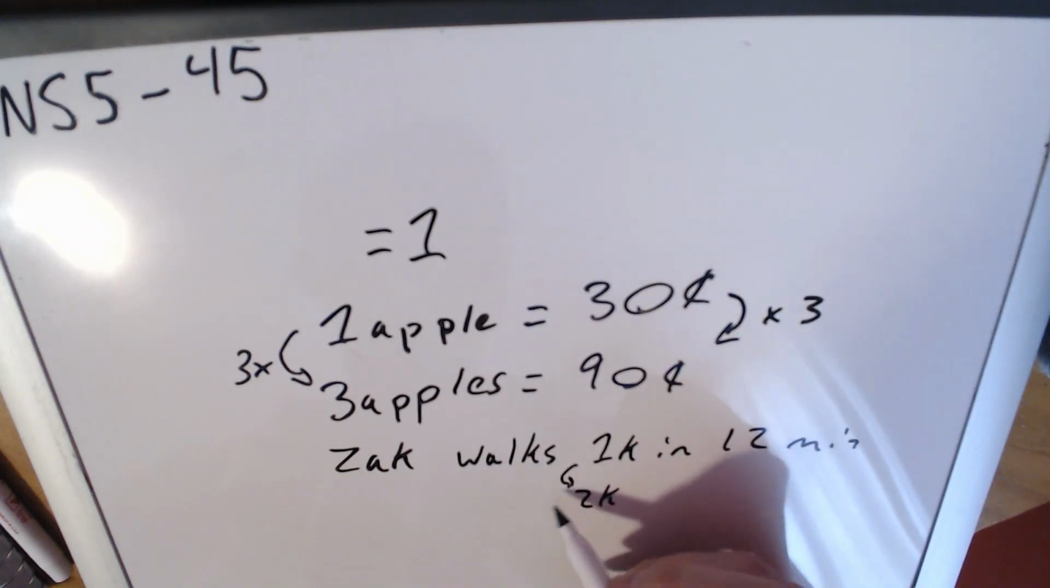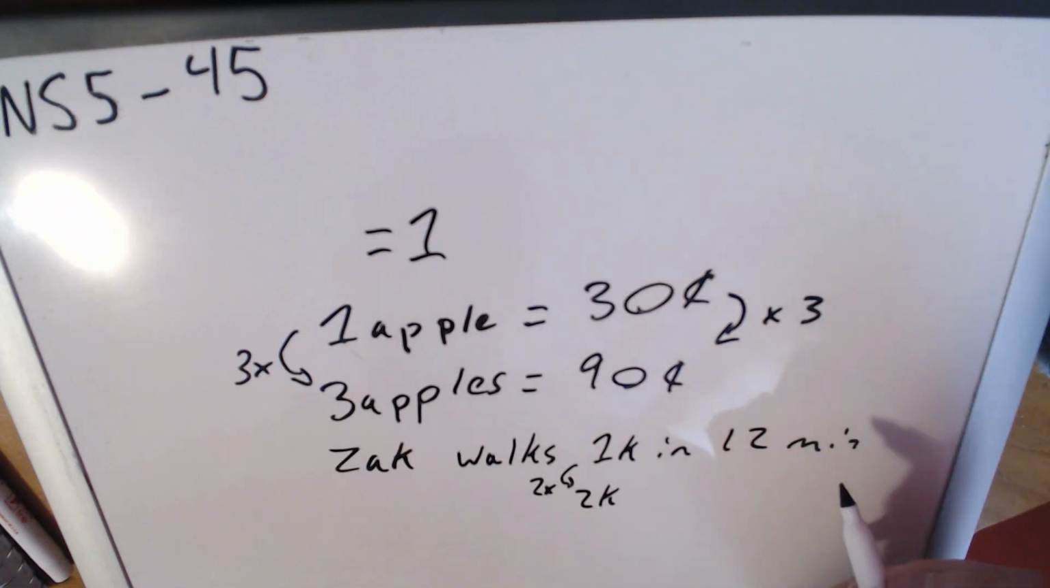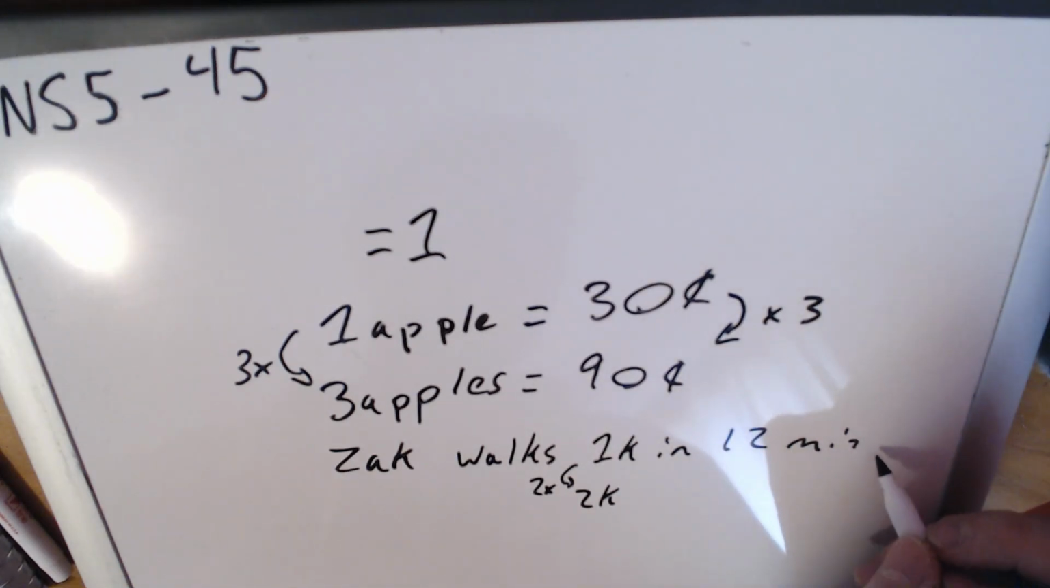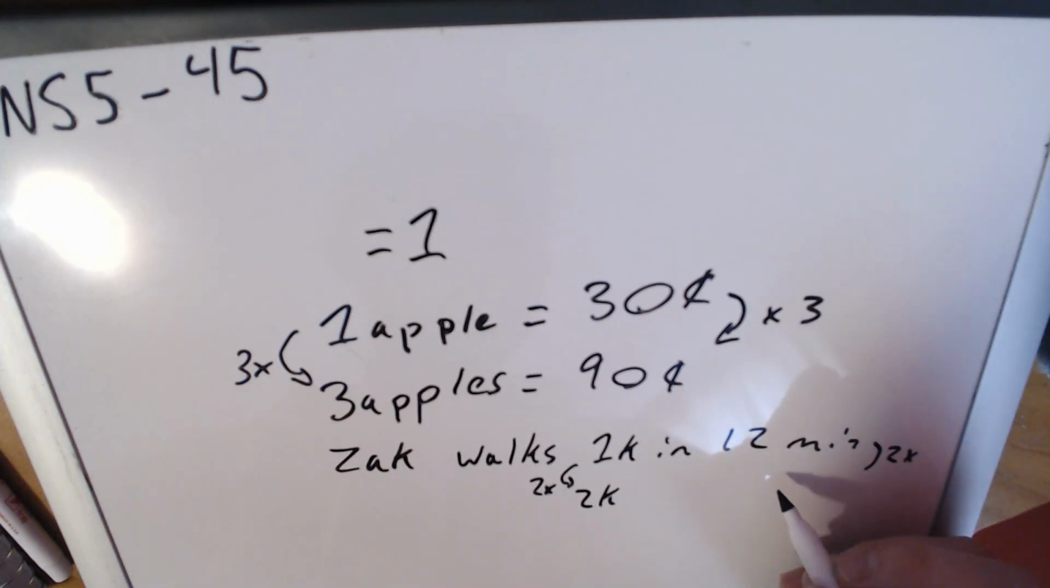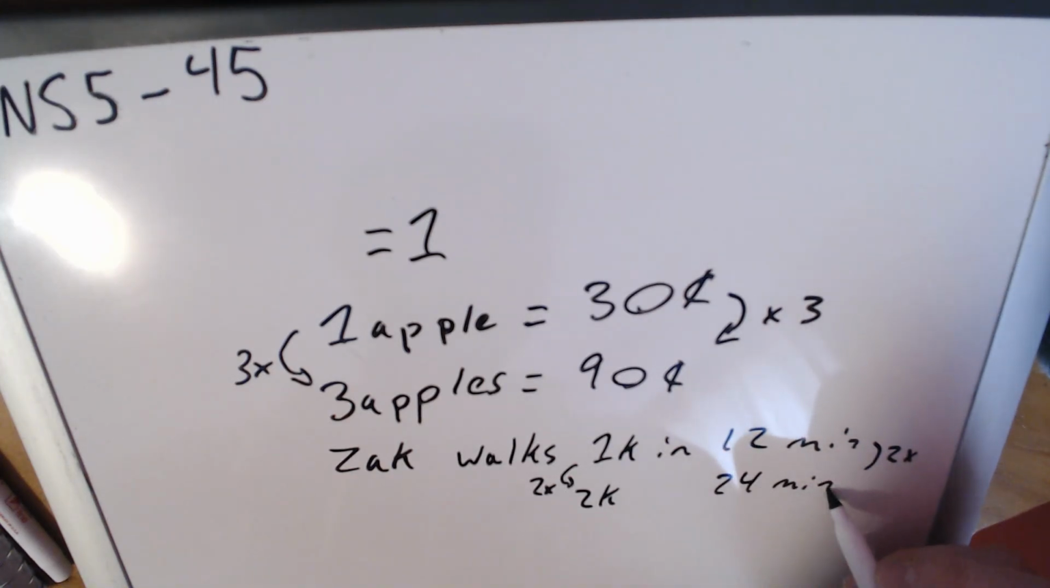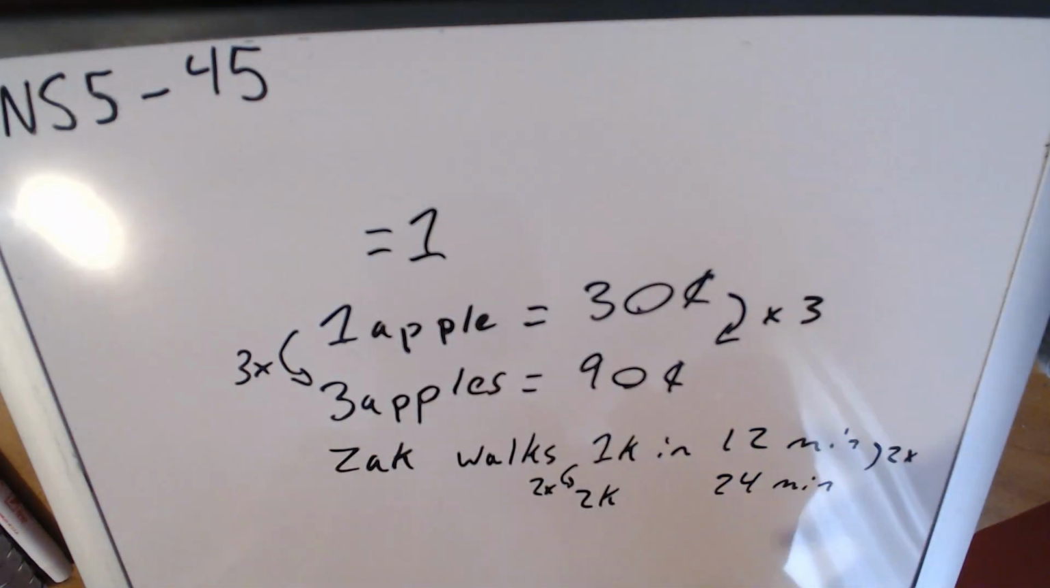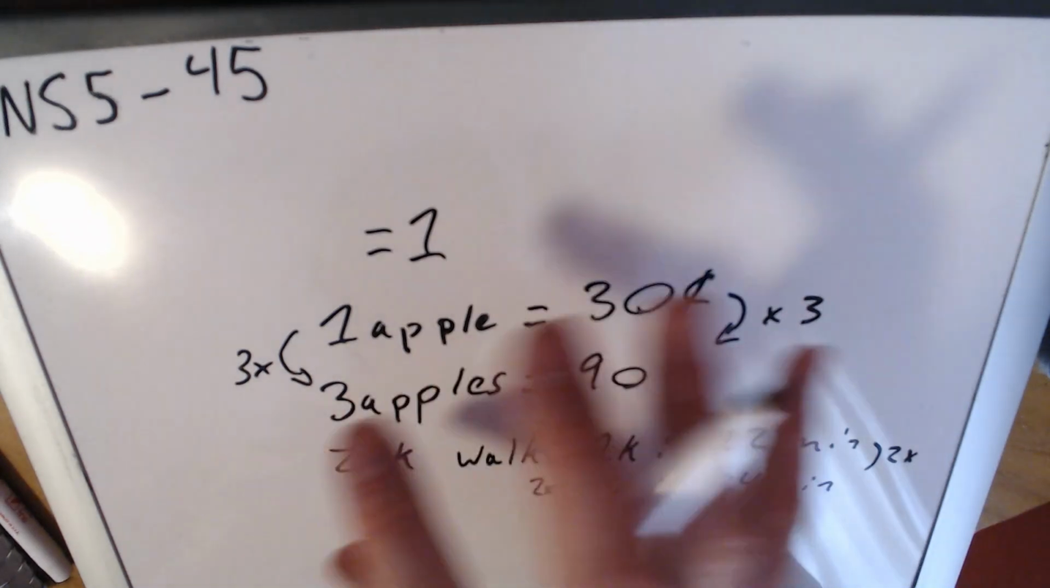Well, first, what has happened here? Well, we multiply that by 2, right? And then here, we also want to do the same thing, multiply by 2. And so we would get what? 24 minutes to walk 2 kilometers. All things being equal, right? So there you have it.